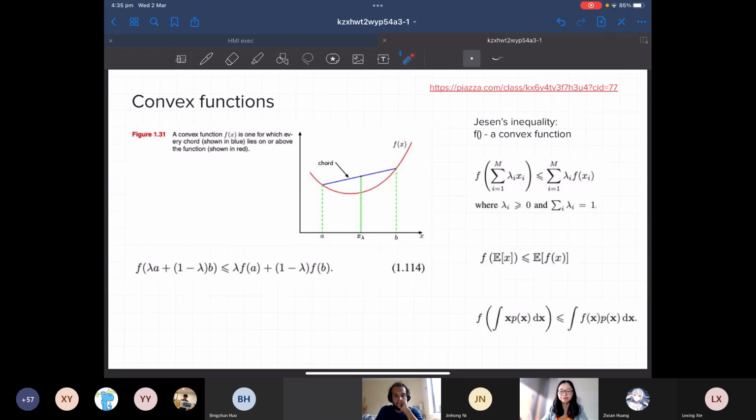So basically, when there are not just two lambdas, like lambda and one minus lambda, but a whole bunch of lambdas that sum to one, the function value of the convex function still sits below the linear combination of the function values. If we now treat these lambdas as discrete probabilities, then we can replace the sum with the expectation. If we take the leap towards continuous random variables, the function of the expectation is still less than or equal to the expectation of the function.